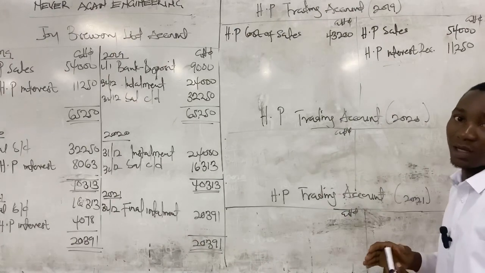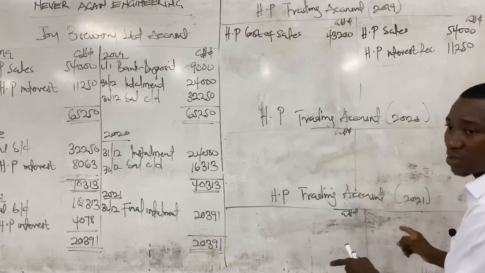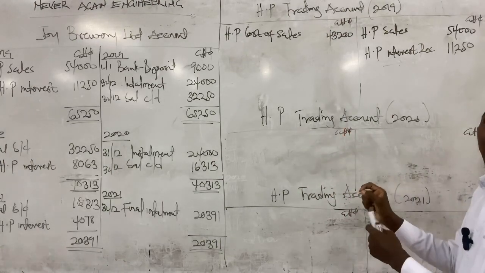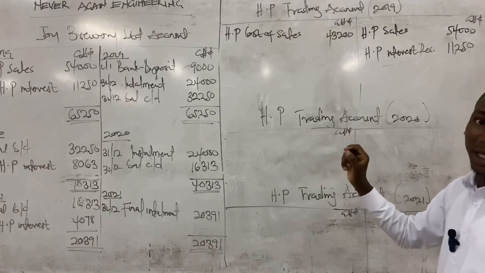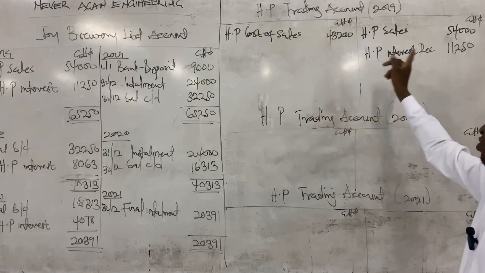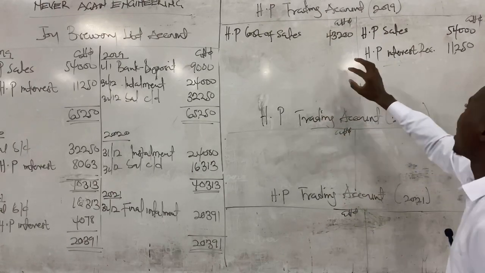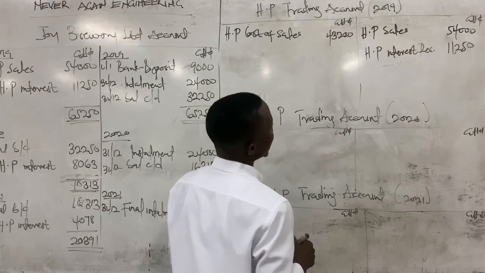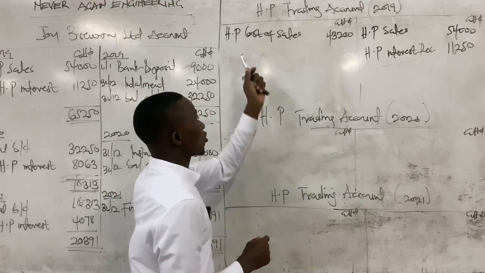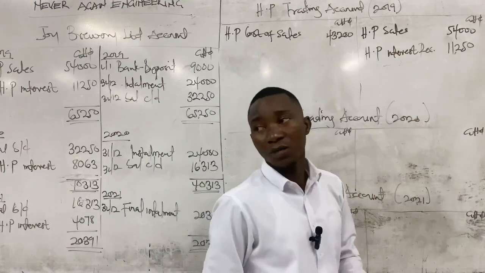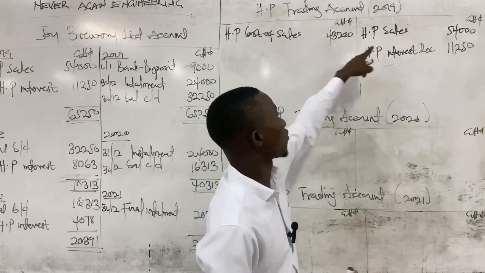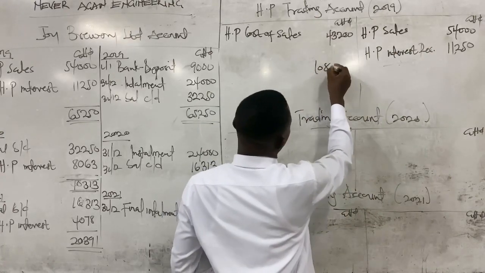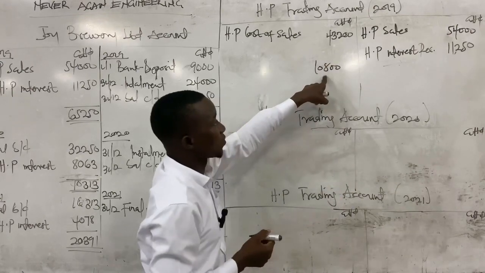We are just transferring, because when we prepared the high purchase interest received, at the debit side, you can see that I've just cleaned it. You can see that we debit it in the name of high purchase trading account. So we are just transferring. Now I want to determine the gross profit. The gross profit is determined by deducting the cost of sales from the sales. When we deduct the cost of sales from the sales, we arrive at 10,800. This should be the gross profit.